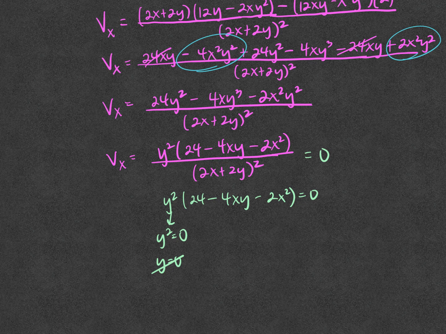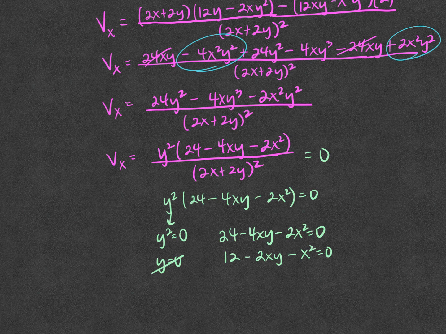So let's take the other one. We have 24 minus 4xy minus 2x squared equals 0. And we're going to need that when we solve for y to find our critical points moving forward. Before we leave it, let's divide by 2 and make it 12 minus 2xy minus x squared equals 0.